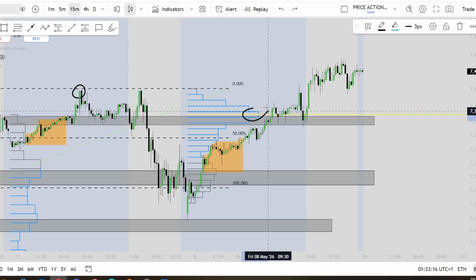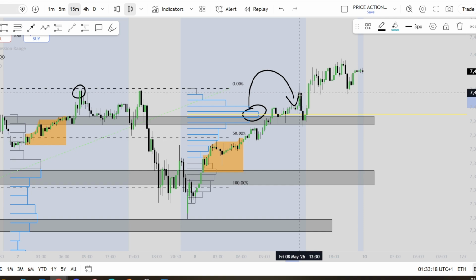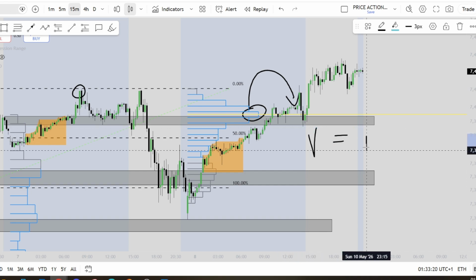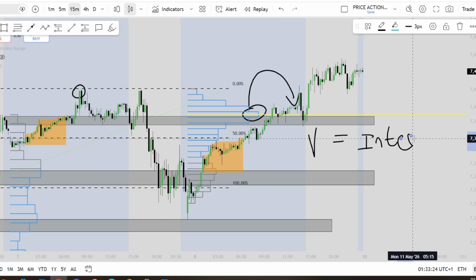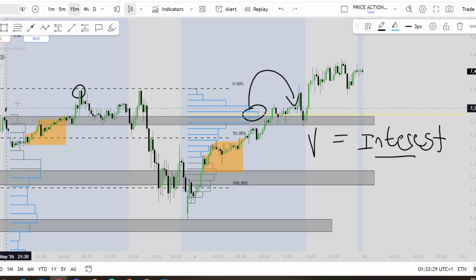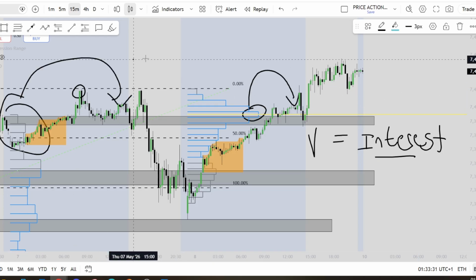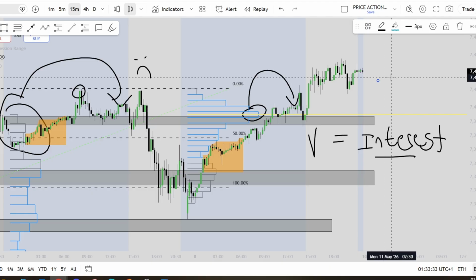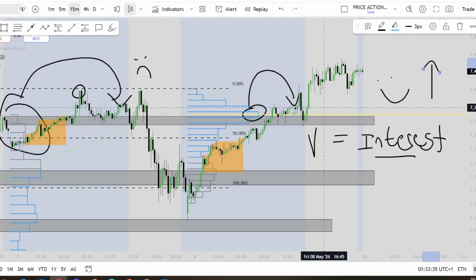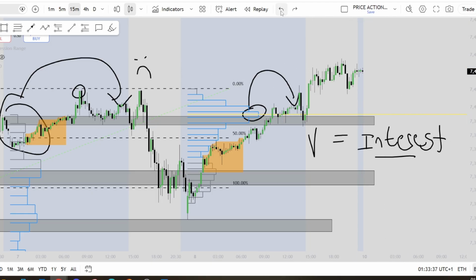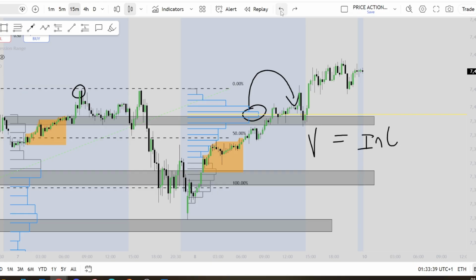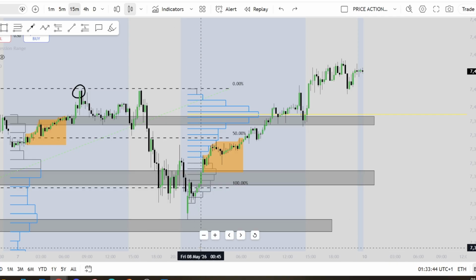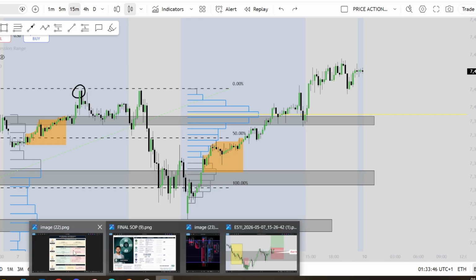This is the POC. This is where the maximum amount of volume happened. Volume equates to interest. Now, low volume equates to a lack of interest. High volume corresponds to interest, so you're more likely to get quicker moves from there. That makes sense. In low volume areas, you can still trade them. You just have to be a bit more cautious, which is why we have the SOP checklist here.